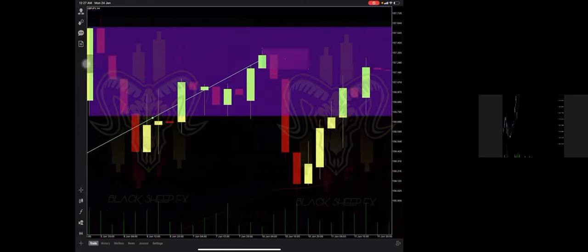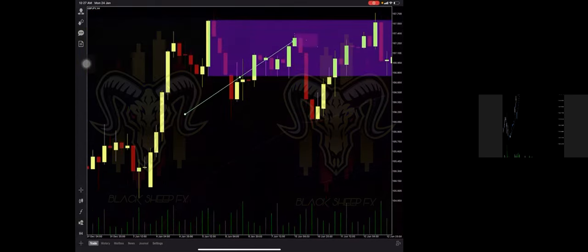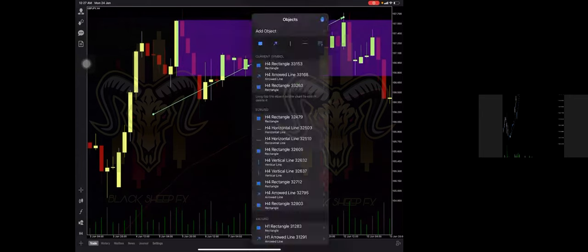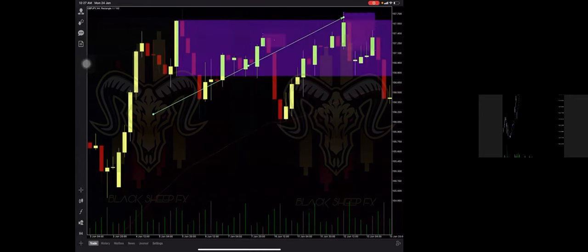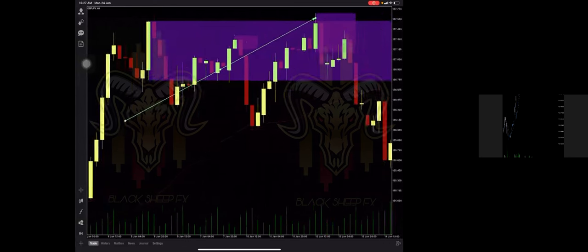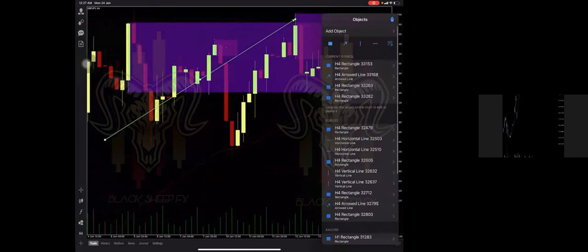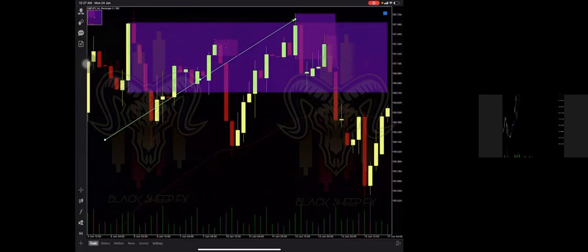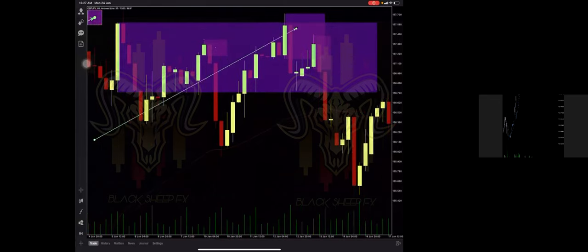Engulfing sell number 2. And then it came back out. A better sideway. Did it break the box? It didn't. There's another engulfing sell here, and then there's another engulfing sell here. But this engulfing sell was the nice one because this engulfing sell broke the box, meaning sellers came out really strong.